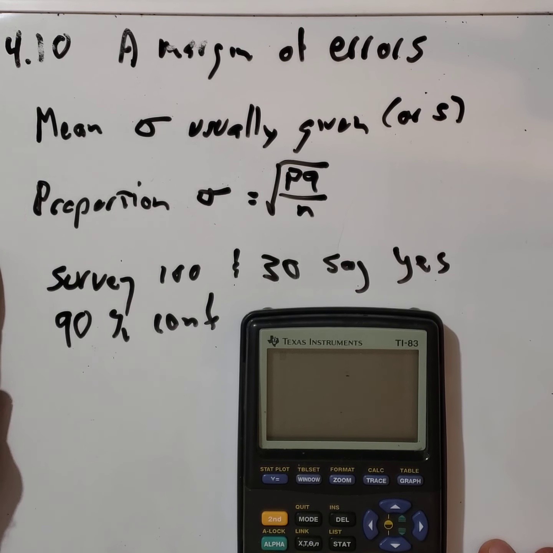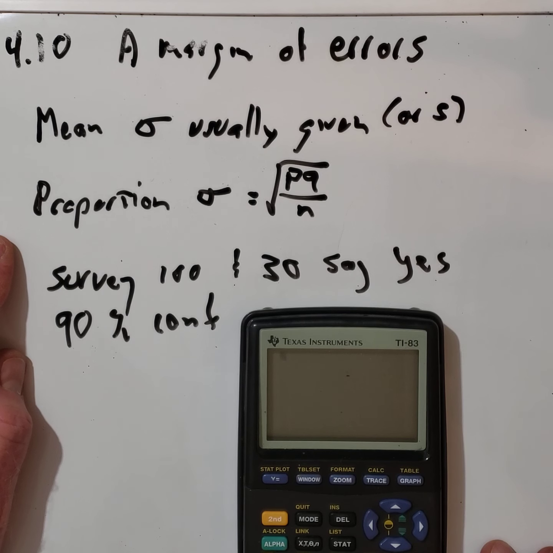The difference is that when we're dealing with a mean, we're usually given the standard deviation of the population, or we're given the standard deviation of the sample, so we have that to work with. When we're dealing with a proportion, the standard deviation is not going to be given, but it's very, very easy to calculate. And it's going to be just the square root of p times q over n.